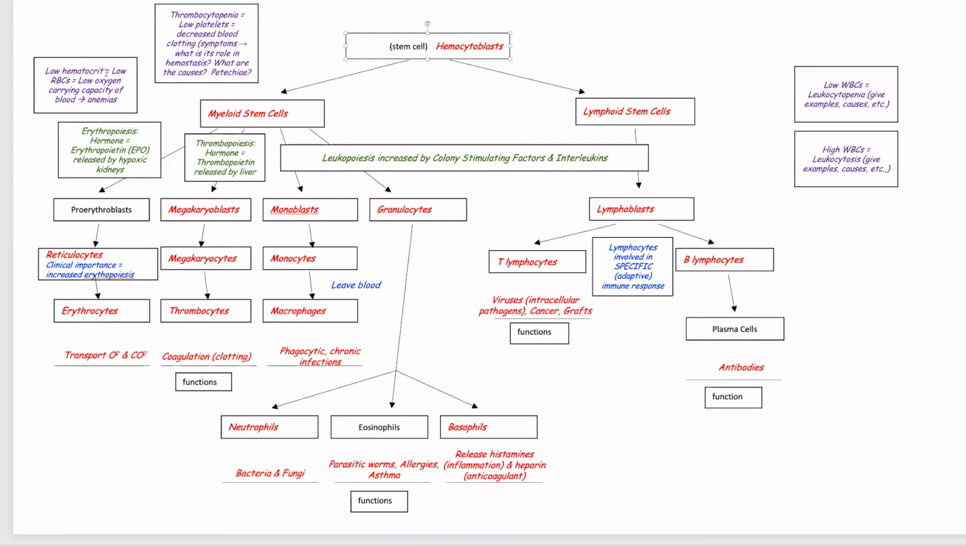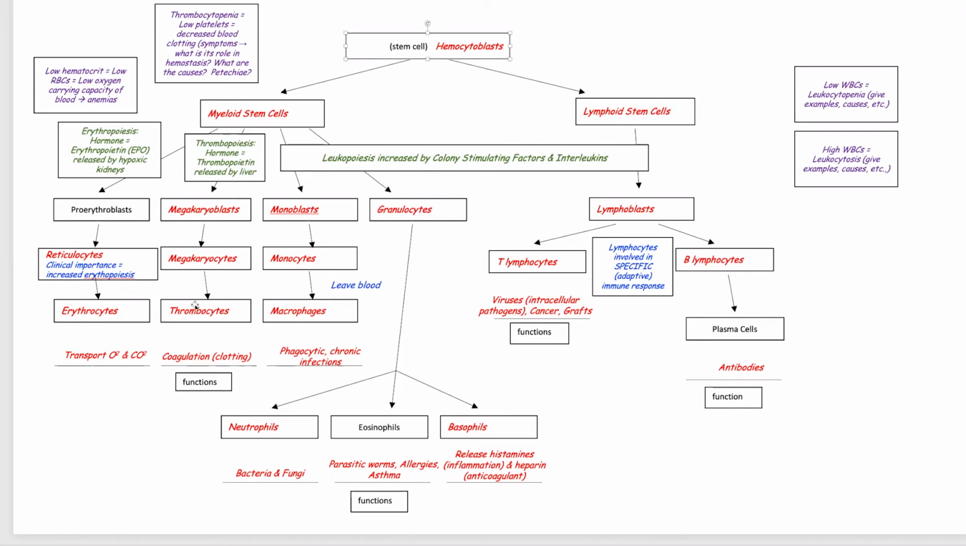You could include another box that lists all the different types of anemias and their causes. You could also include another box that talks about high hematocrit levels and polycythemia. Go to your notes and figure out what polycythemia is and include it in this flowchart.